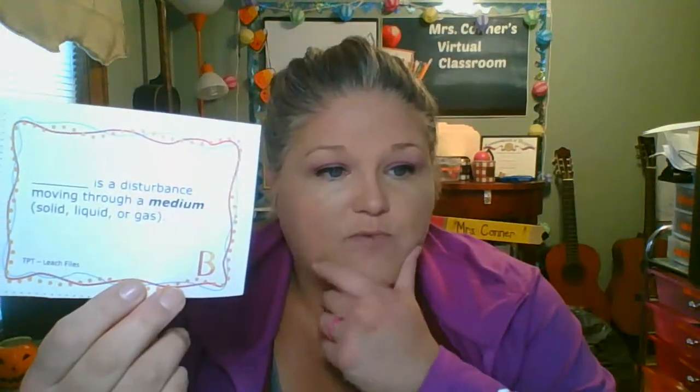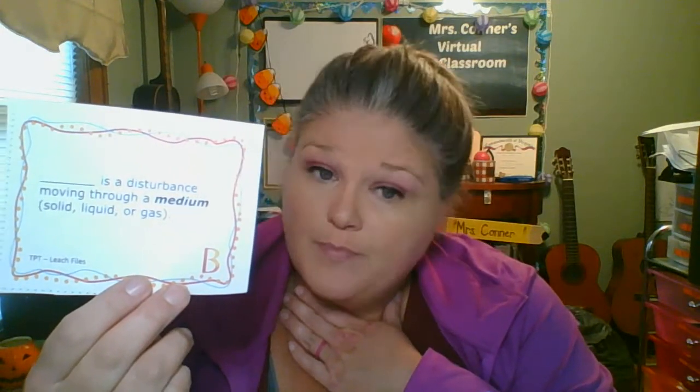All right. Blank is a disturbance moving through a medium, solid, a liquid, or a gas. What is a disturbance moving through a medium? A wave. All right. Sound travels more quickly through this matter. A solid. Good job. The distance from crest to crest or trough to trough in a wave is called the wavelength. So from crest to crest, from one spot to the next spot, okay, it's a wavelength.